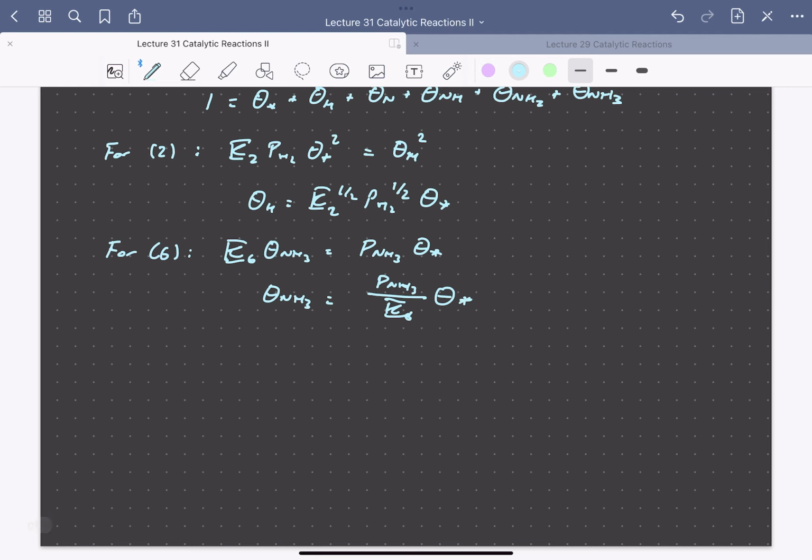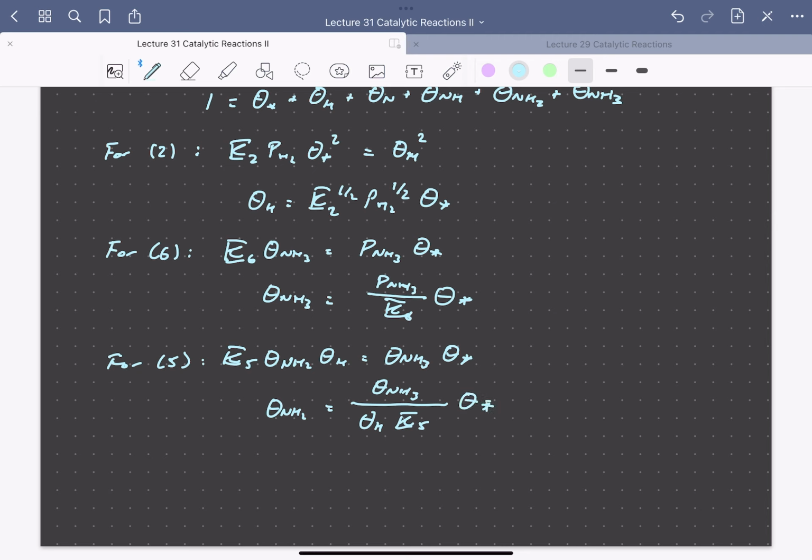So for step 5, we can write that the equilibrium constant, K5, times the coverage of NH2 times the coverage of H is equal to the coverage of ammonia times the coverage of free sites. So we can write that the coverage of NH2 is equal to the coverage of ammonia divided by the coverage of hydrogen times the equilibrium constant K5 times the free site coverage. So we'll have a similar expression for our steps 3 and 4 since we are sequentially adding one hydrogen atom to our nitrogen bound species in each one of these steps.